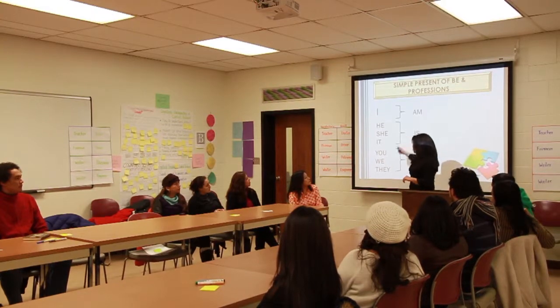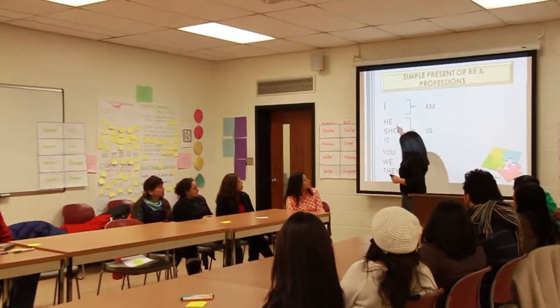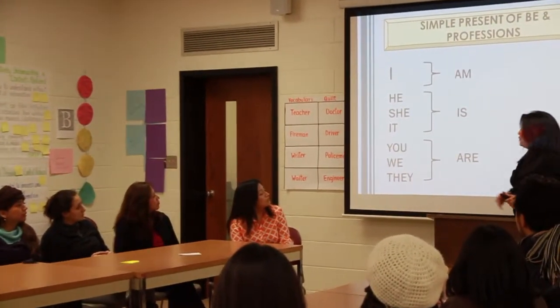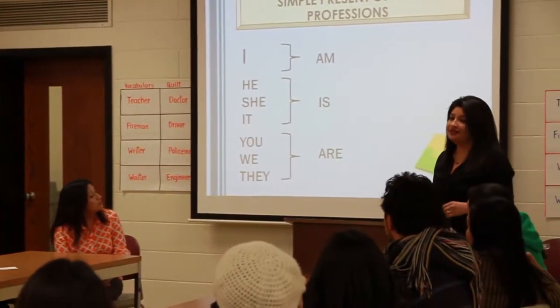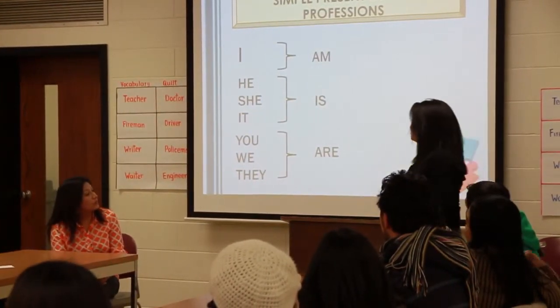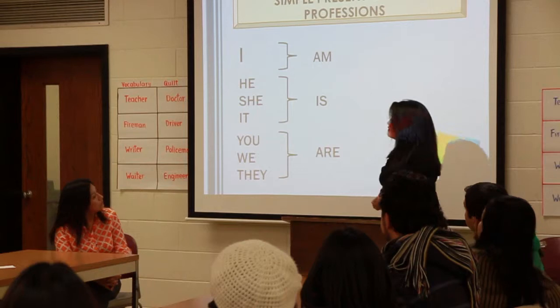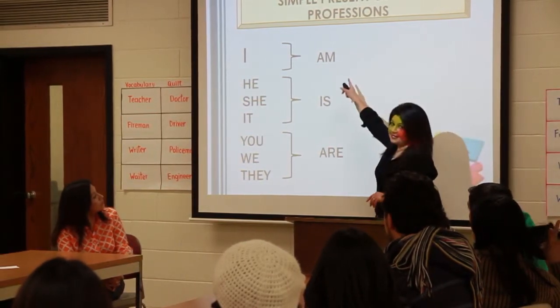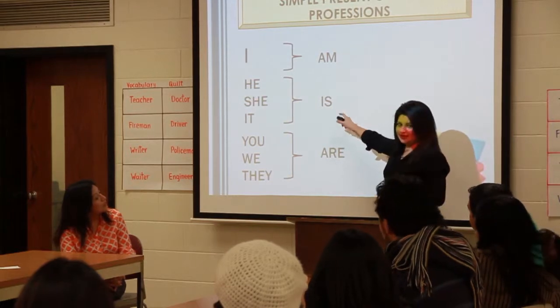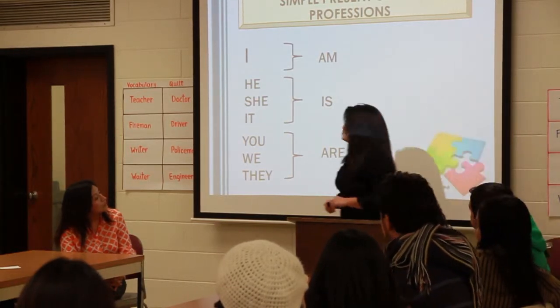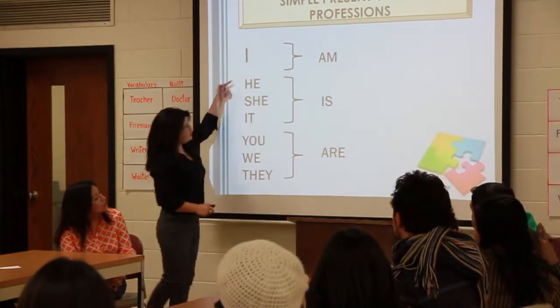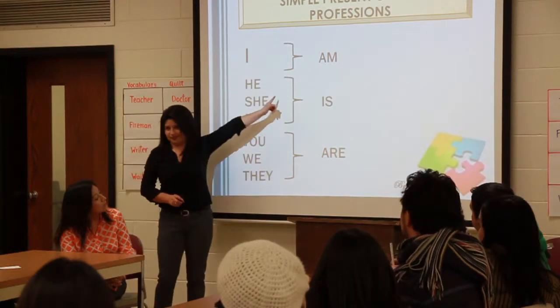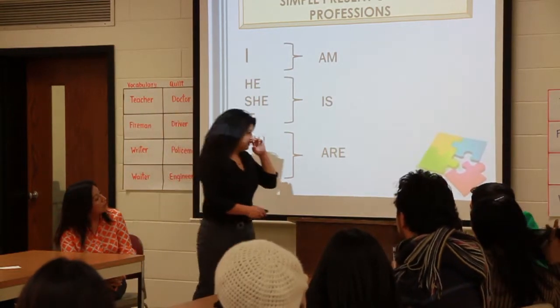Here we have, who knows what it, he, she, it, you, we, they. What kind of words are there? Pronouns. Okay, and also we have three forms of the verb to be. The first one is am, the second one is is, and are. And also here you have the personal pronoun with each form of the verb to be. Okay?